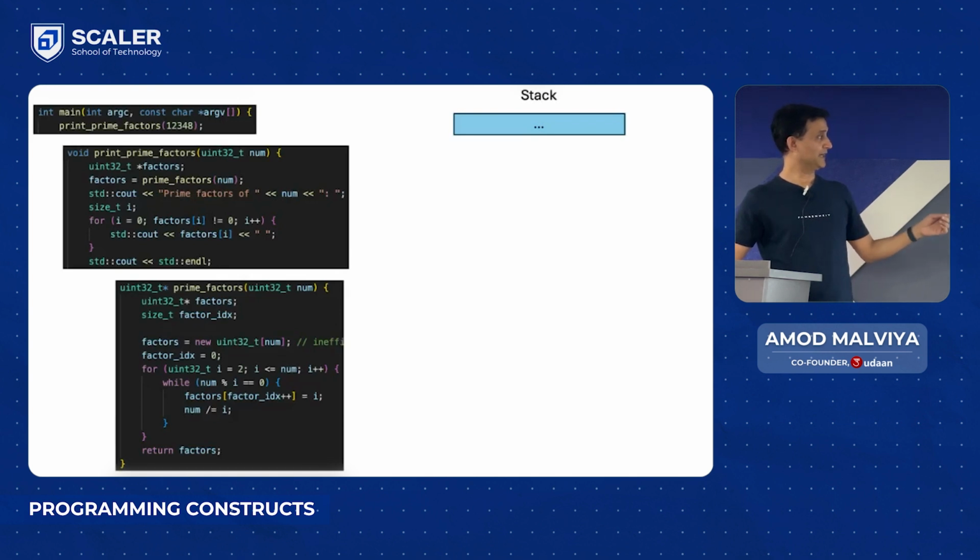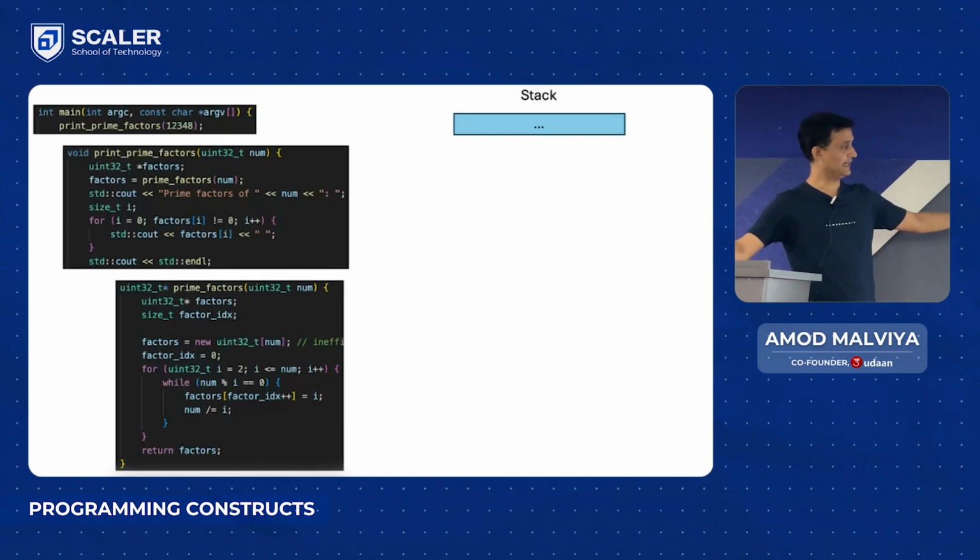So print prime factors has now pushed its registers onto the stack and then jumps to prime factors. Prime factors does the same thing: it stores its parameter onto the stack, then pushes factors onto the stack, or rather makes space for it, factor IDX, and saves registers.